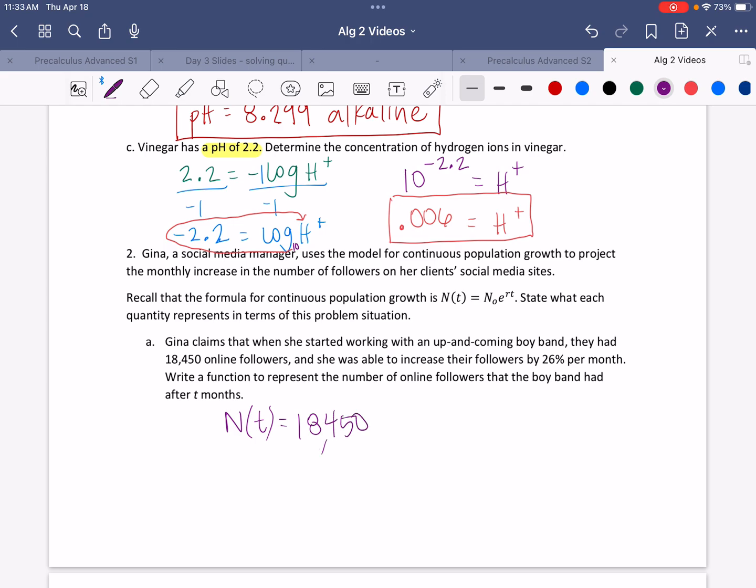18,450 was our initial amount of followers times E to the, I'm still going to remember to move the decimal 2 places to the left, 0.26. And then I don't know the number of years here. It said to write the equation in terms of T after T months. So that's it. And now I'm sure when we turn the page, we're going to have follow-up questions with this equation.